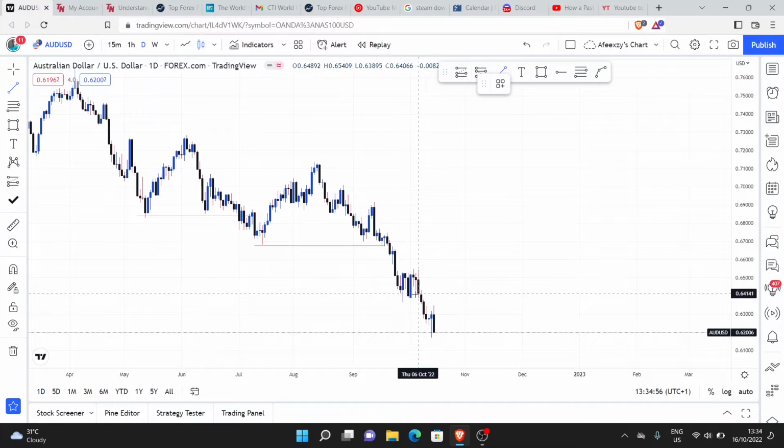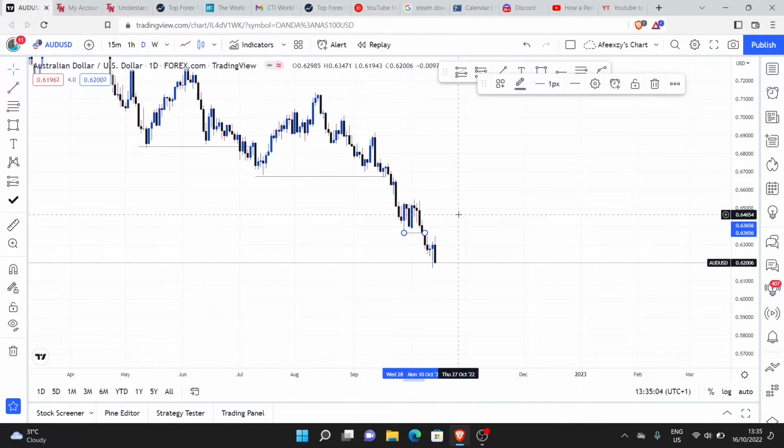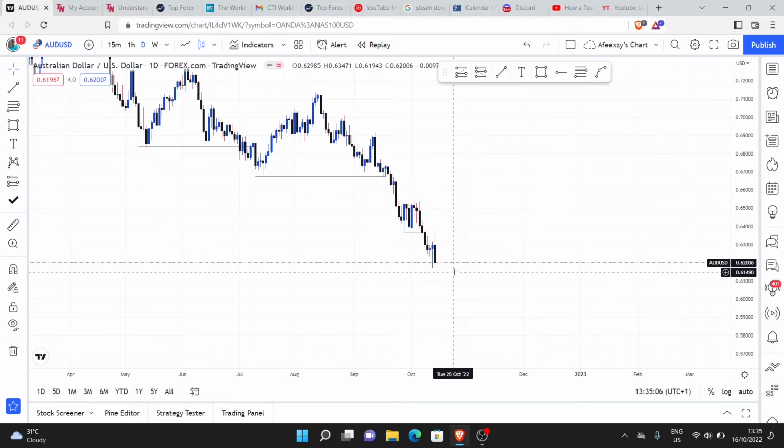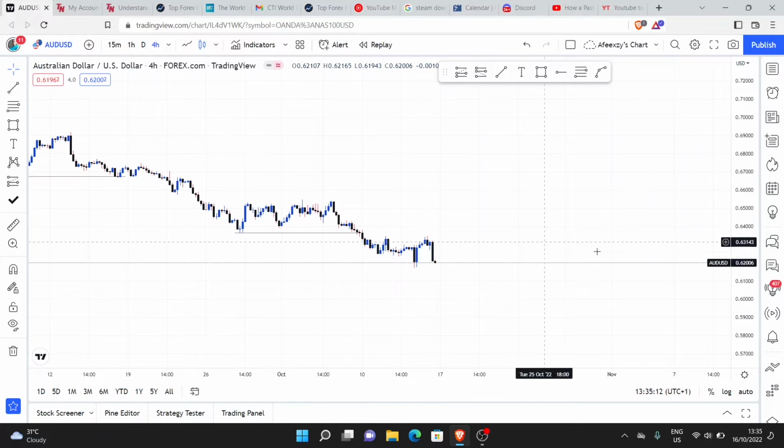On our daily time frame, you can see that AUDUSD is bearish. It keeps breaking structure. To me, I'll just flow with this bearish momentum and continue the bearish trend on AUDUSD.